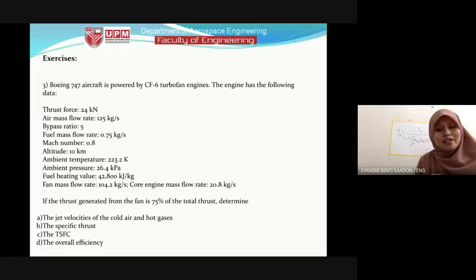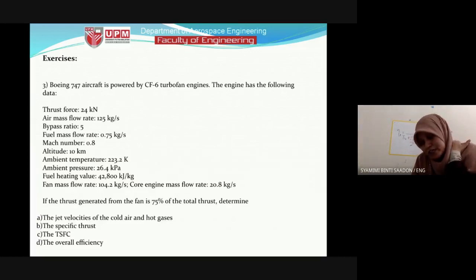Okay, so here we can see that normally the air that goes into the bypass or the fan is a lot higher than the core. So 104.2 over 20, the bypass ratio is around 5.